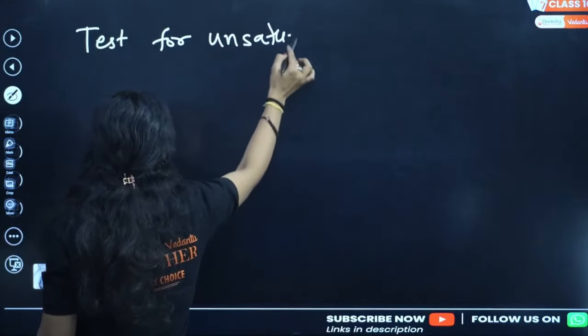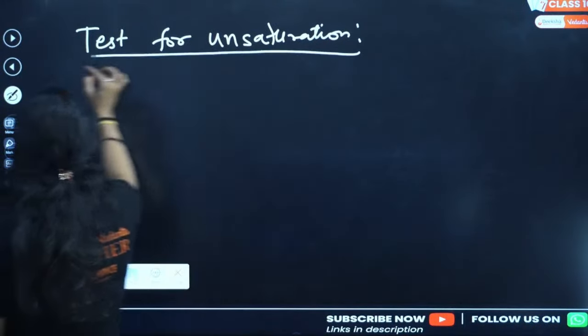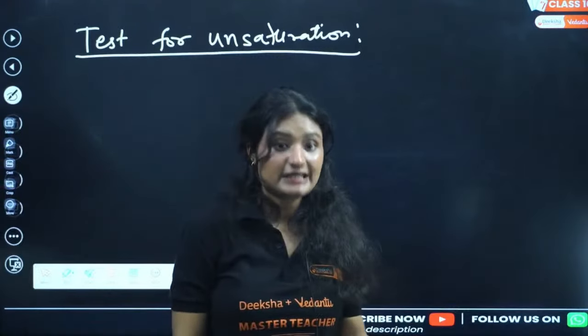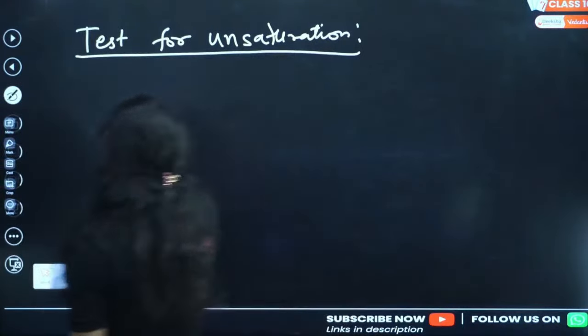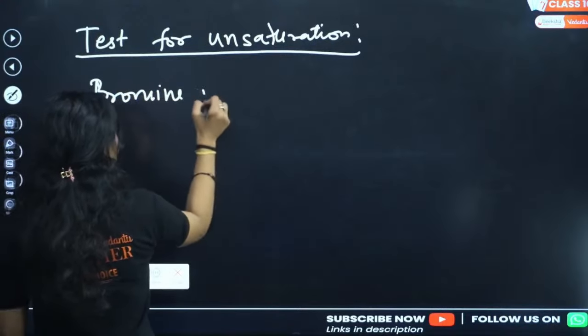One test is there for unsaturation. If you have unsaturation in a compound, how do you test it or how do you detect it? So the test is, yes, the bromine water test. It is the bromine water test.